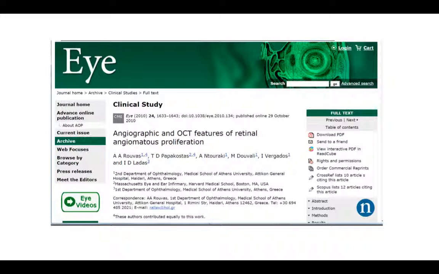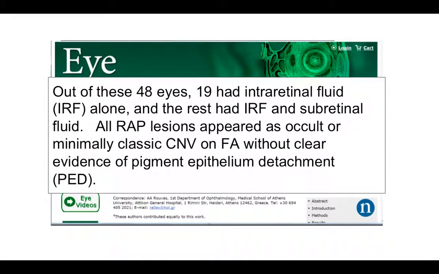So if we're looking at a clinical study from 2010, angiographic and OCT features of retinal angiomatous proliferation. So what are we seeing on the angiogram? What are we seeing on the OCT of patients with RAP? So I've just lifted a bit from the conclusion. So of the 48 eyes, 19 had IRF alone, the rest had IRF and SRF. So all RAP lesions appear as occult or minimally classical CNVs on FA without clear evidence of PED.